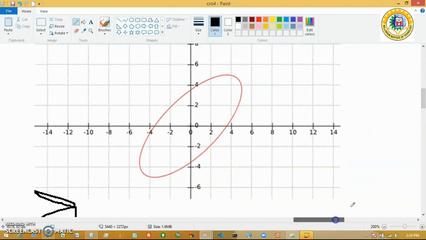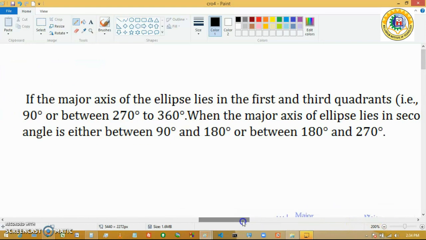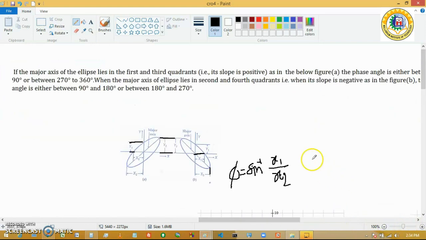In the next lecture we will discuss how an unknown frequency is calculated with the help of the Lissajous figure. That's all.